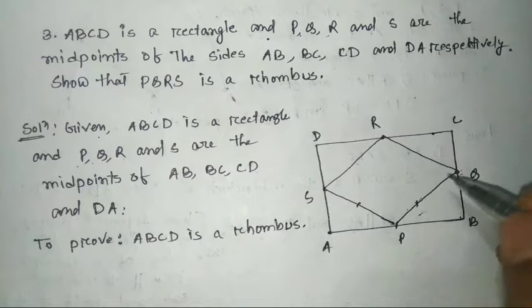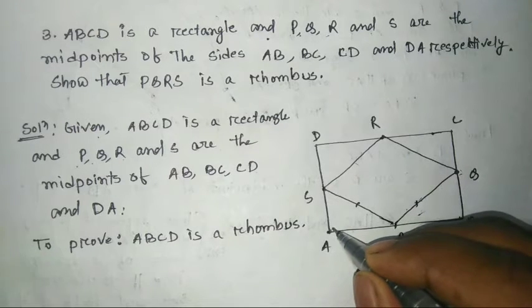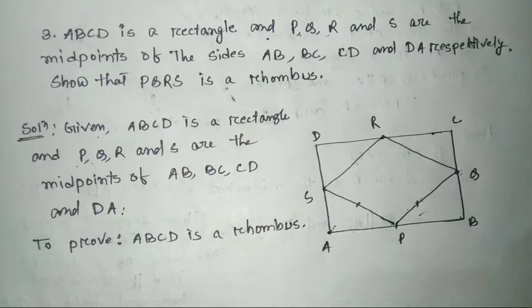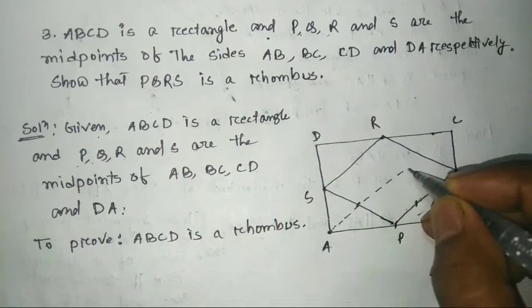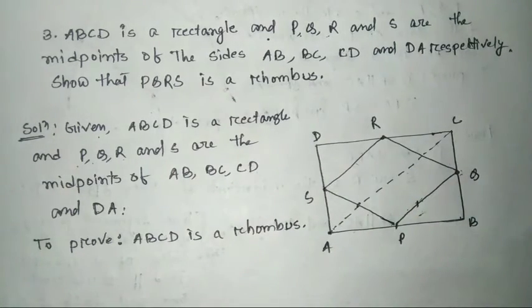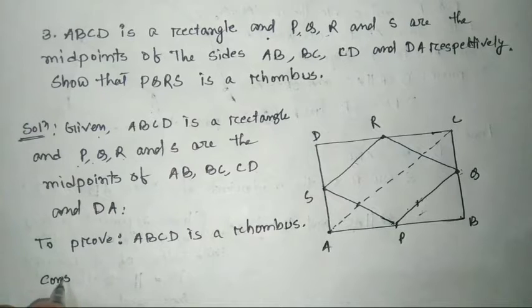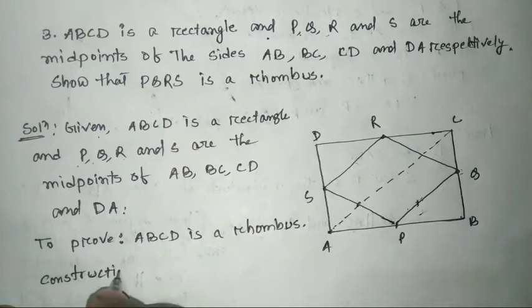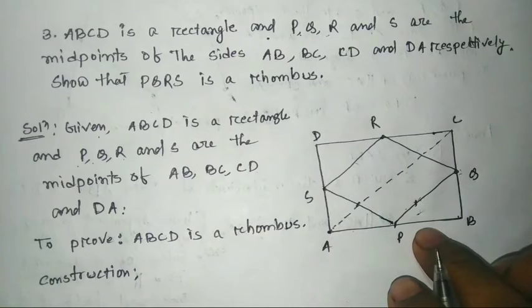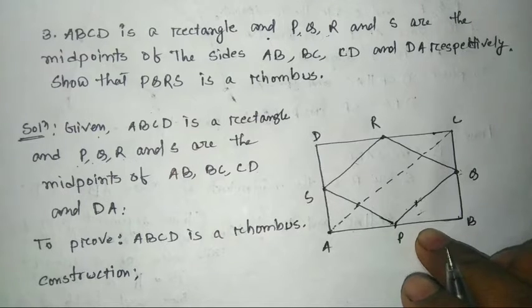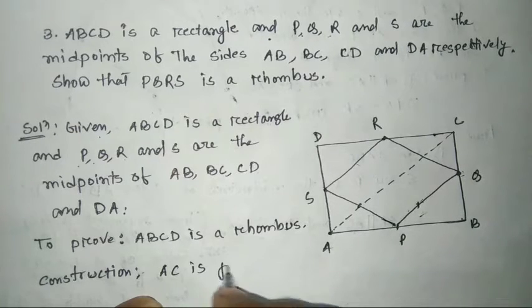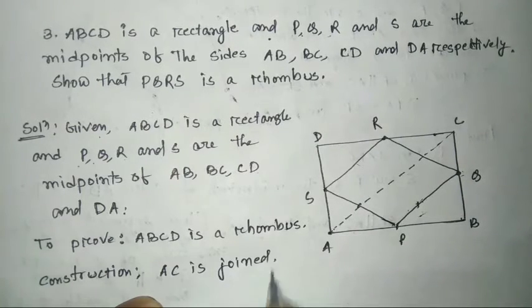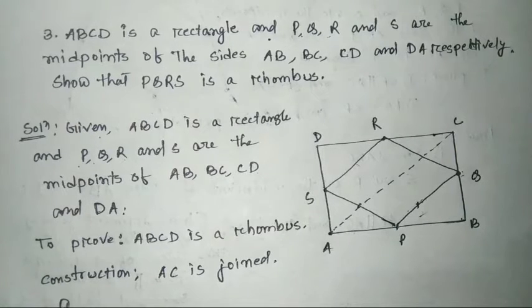So for that we have to construct. Join AC, or you can join BD also. Construction: this time we have constructed AC ourselves, so we have to write construction. In the previous sum it was given in the question. AC is joined.